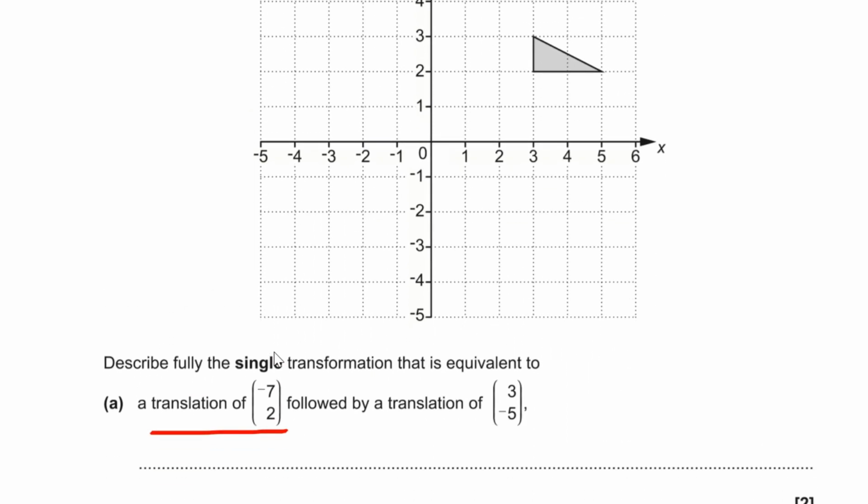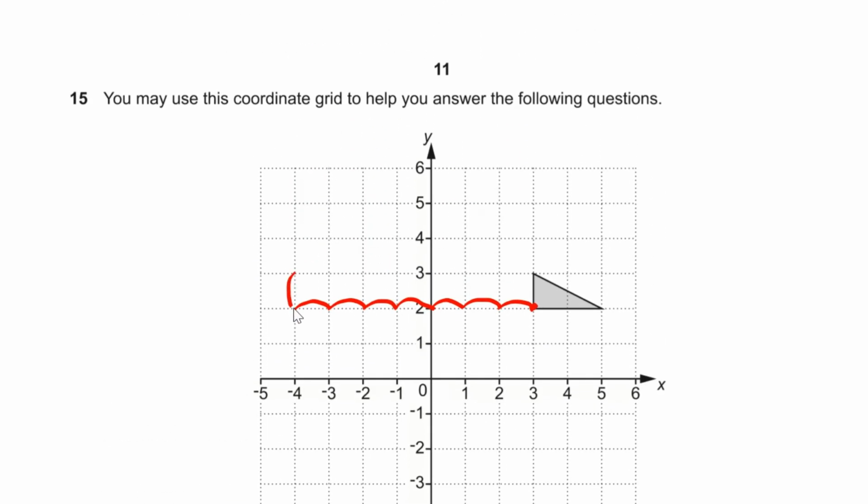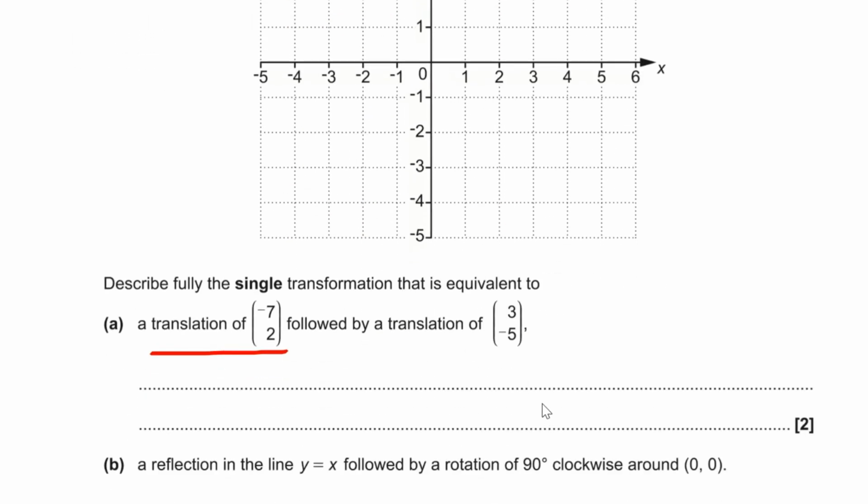well, we've got a translation of -7, so if I pick this point, we've got 1, 2, 3, 4, 5, 6, 7, and then we've got 2 up, so then we've got 1, 2. So if we draw the new shape, that goes over here, and then what we're doing is translating by (3, -5).